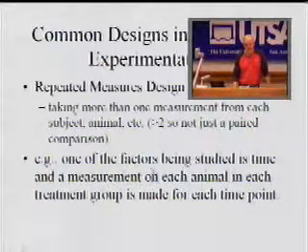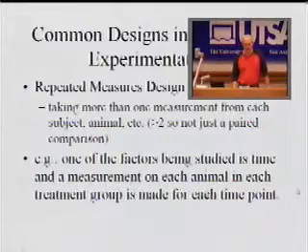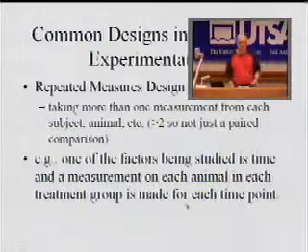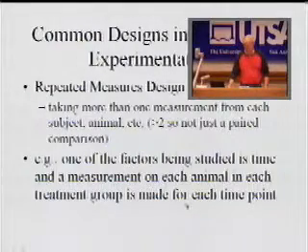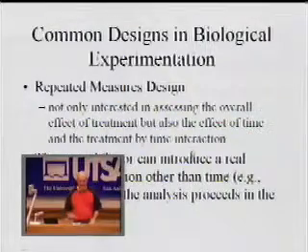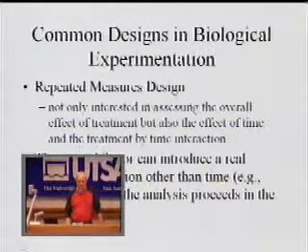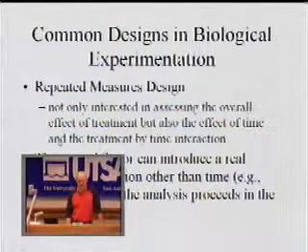So, for example, one of the factors being studied is time, and a measurement on each animal and each treatment group is made for each time point. So this is and more than 2 time points, so it would be a one-way analysis of variance with repeated measures, and time being the variable on which you repeated the measures. So not only are you interested in assessing the overall effect of the treatment, but also the effect of time and the treatment by time interaction.